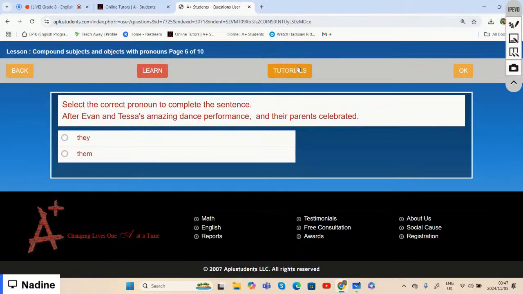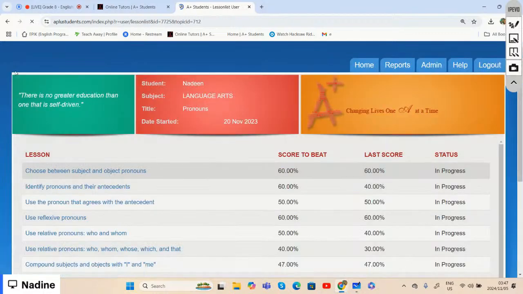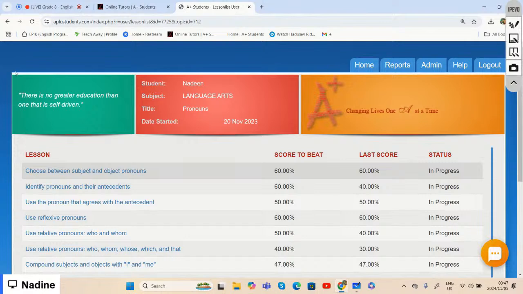All right, so this is now the end of our lesson on pronouns. We said our subject pronouns, like I, usually come at the beginning of a sentence. They tell us what the subject is doing. And then our object pronouns, like me, come after an action verb or after a preposition within a sentence. All right, so this is the end of our lesson, grade 8 on pronouns.